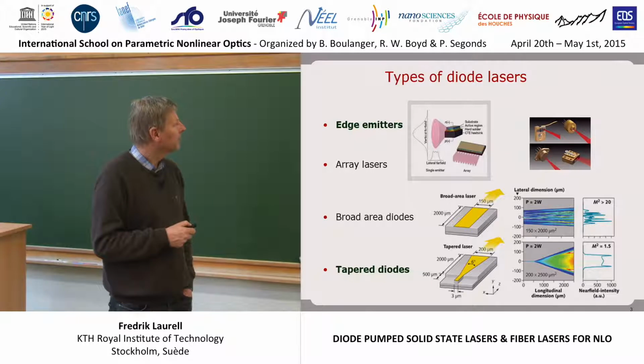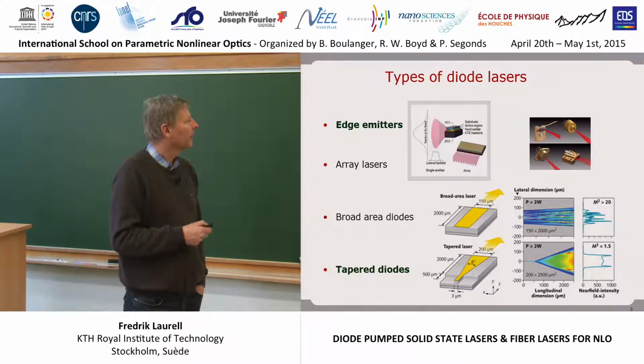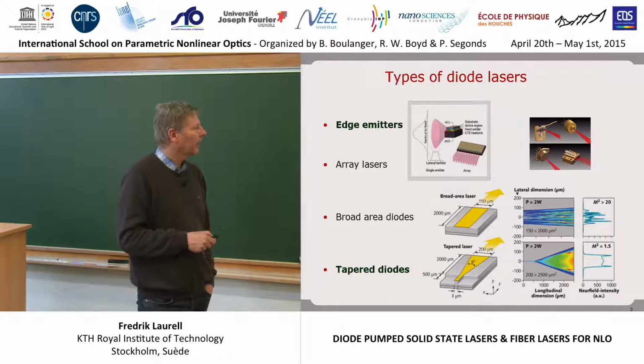Okay, simple. Types of diode lasers. Edge emitters are the first one that was available, and they are often very inexpensive, and these are good for a lot of things. Array lasers are not used so much in nonlinear optics, more for pumping of solid-state lasers. The same with broad area diodes, and here it's of course a spatial problem.